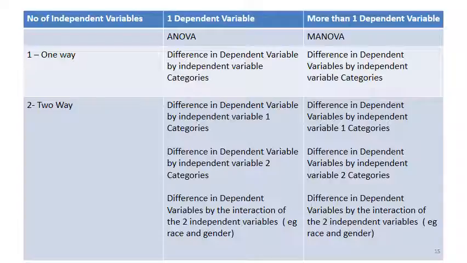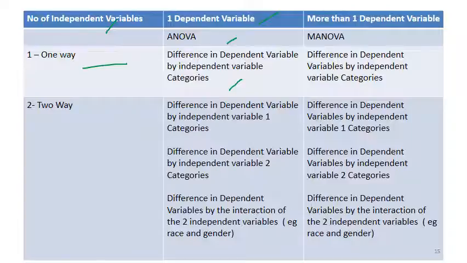Now, I know that some of you are getting a bit confused about when do we use ANOVA, when do we use MANOVA, when do we use one-way, when do we use two-way. So I hope that this particular table will give you a bit of an explanation. If we're looking at just one dependent variable, for example, satisfaction, then we are only looking at ANOVA, which is analysis of variance. Also remember that we are talking about more than 2 categories here for the independent variables. So if we are looking at one independent variable with more than 2 categories, then we are looking at the difference in the dependent variable by the independent variable categories.